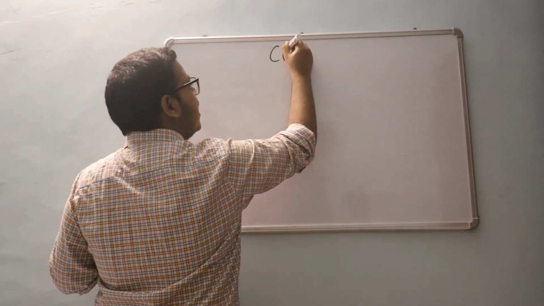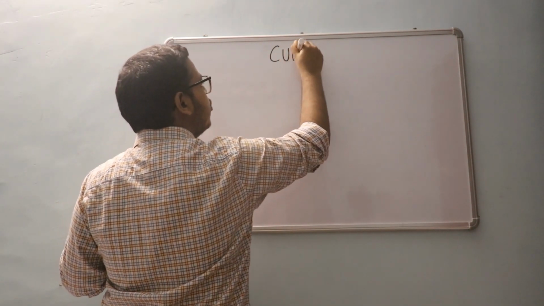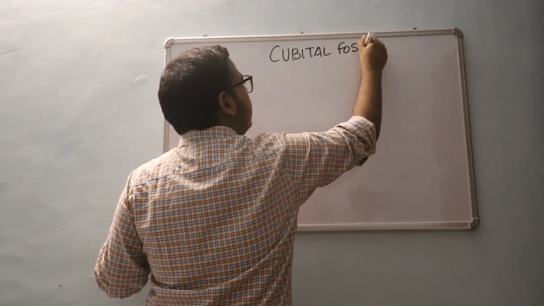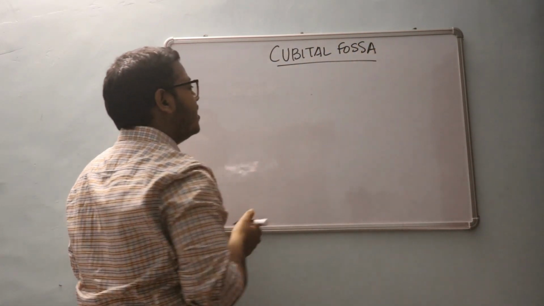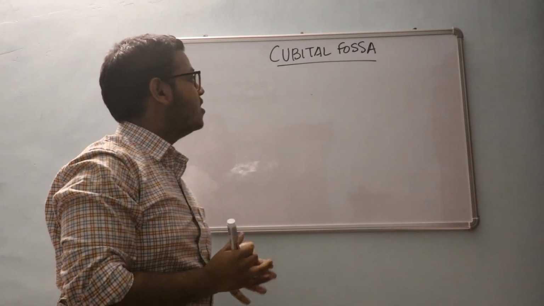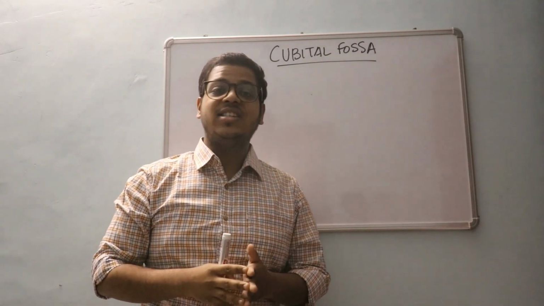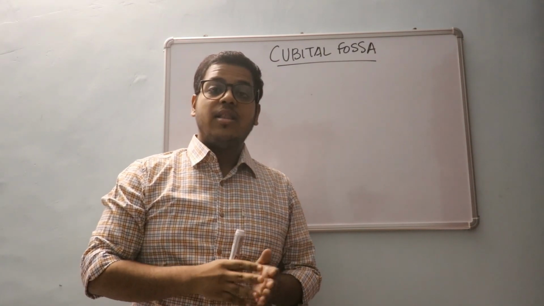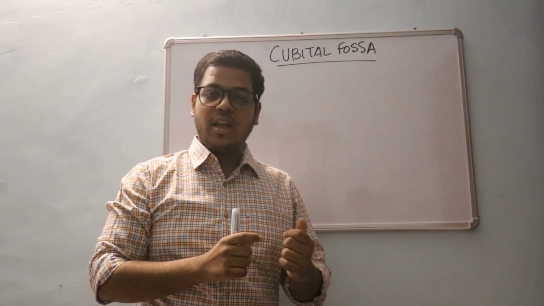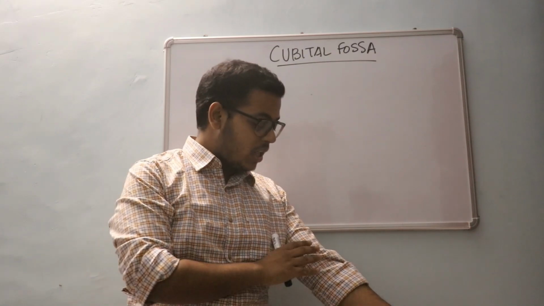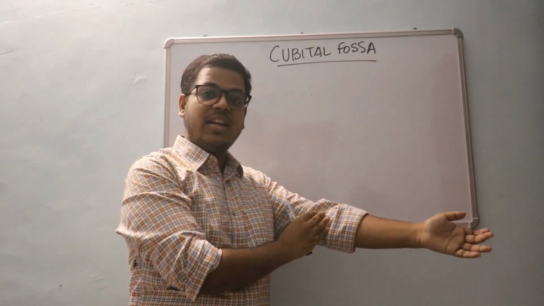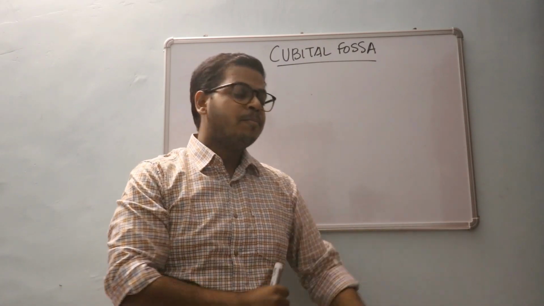So let us start with the cubital fossa. The cubital fossa is a space that is present in the region of the elbow joint, but on the anterior side. So it is present on the anterior side of the elbow joint, okay.